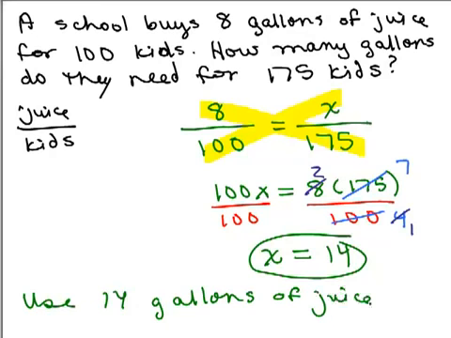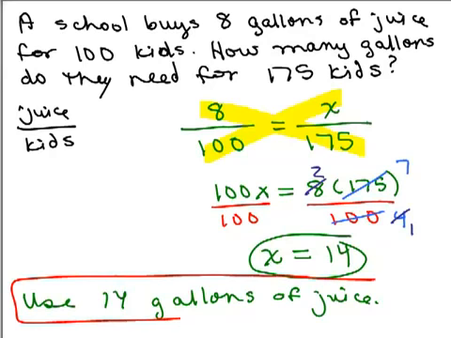Does that seem reasonable? Well, you're not doubling the number of kids, right? You're going from 100 kids to 175 kids. If you doubled the recipe of how much juice you need, 16 gallons, and this is a little bit under. So that answer seems reasonable. Always look back and see that your answer seems reasonable.